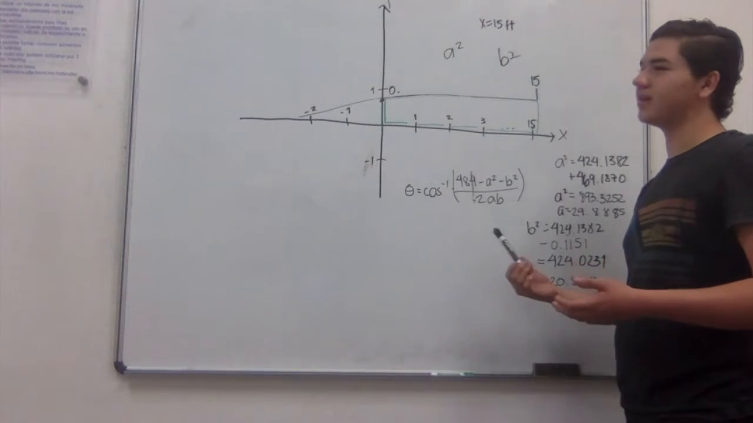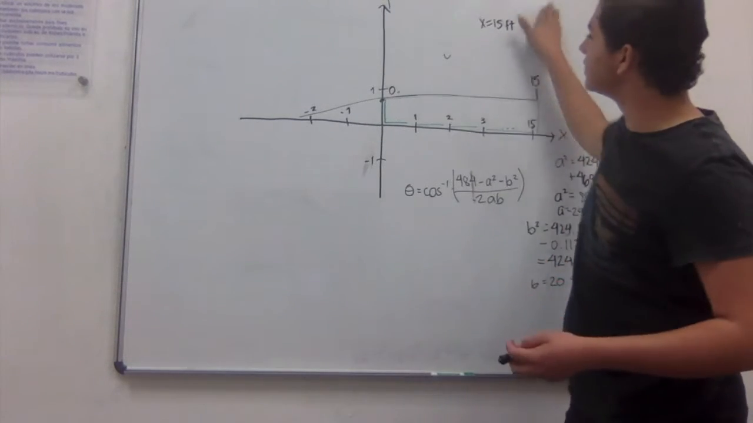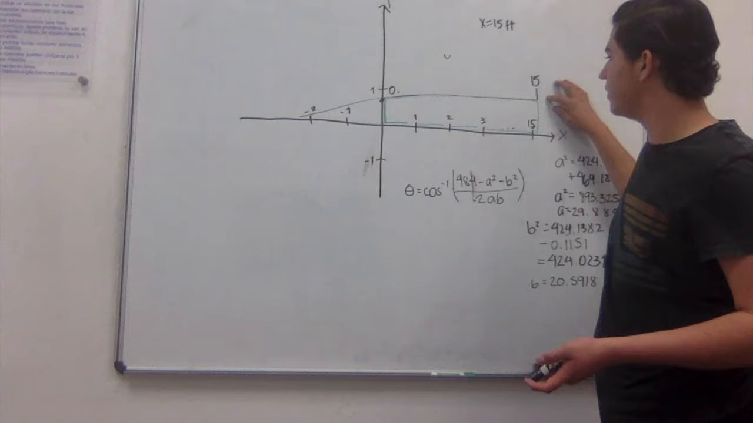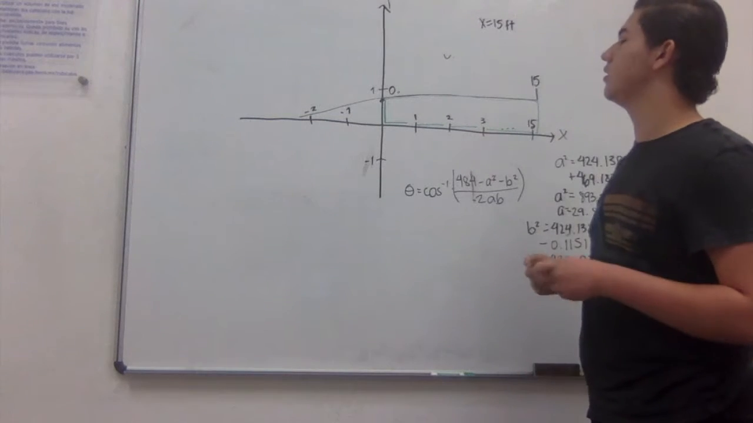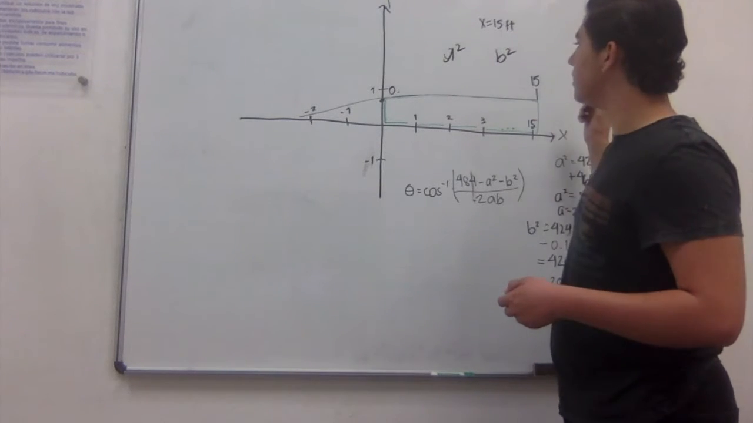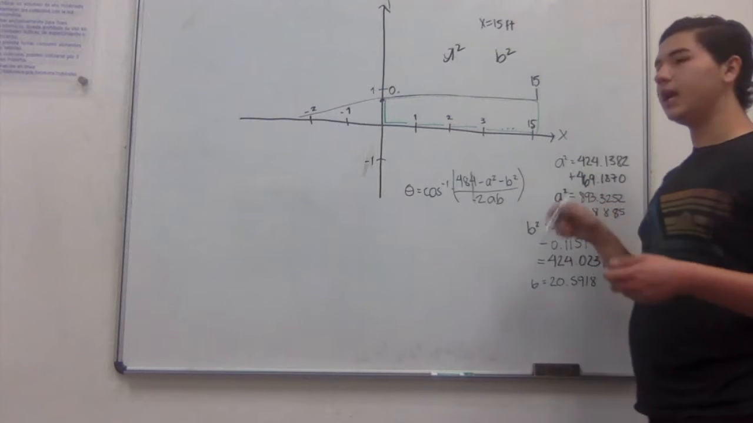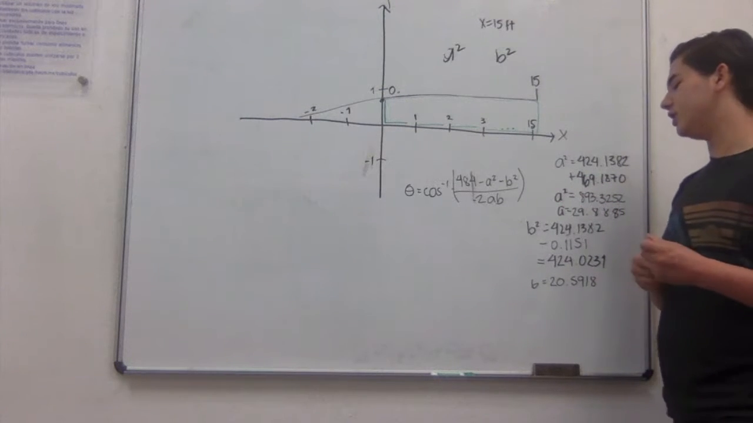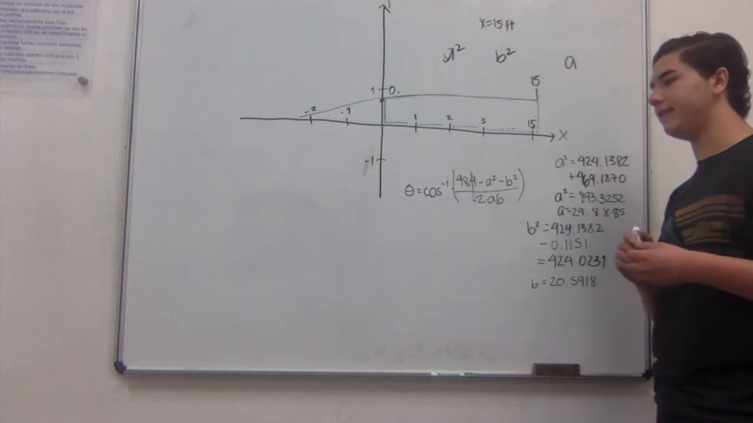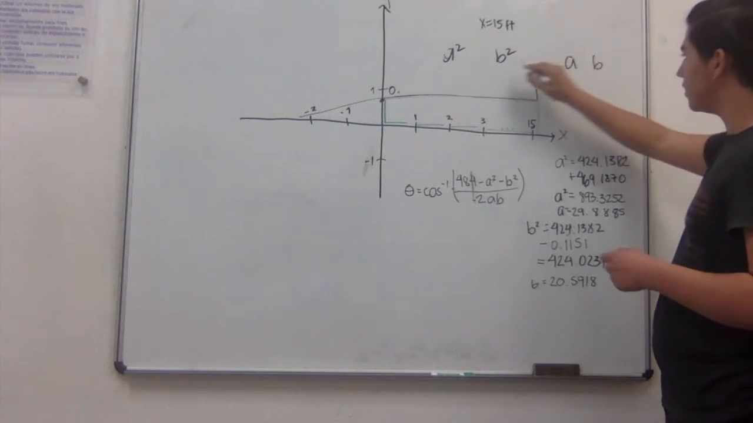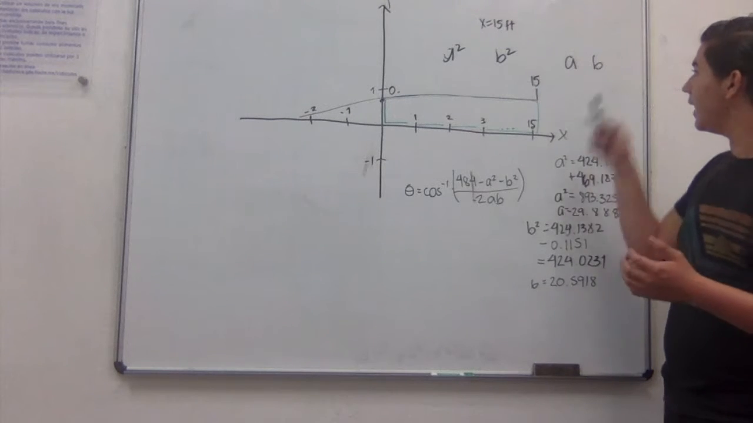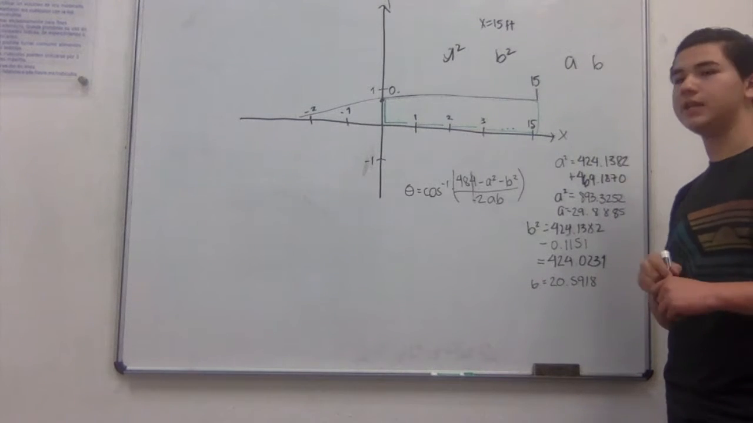So now with the data that we just made, we got this graph with a graphing device, and we were given that at the highest point is 15, so x equals 15. So now with this, we're going to substitute in the formulas of a squared and b squared, and we get that a squared is equal to 893.3252, and a is equal to 29.8885, and b squared is equal to 424.0231, and that b is equal to 20.5918.